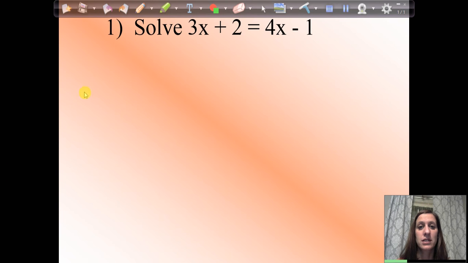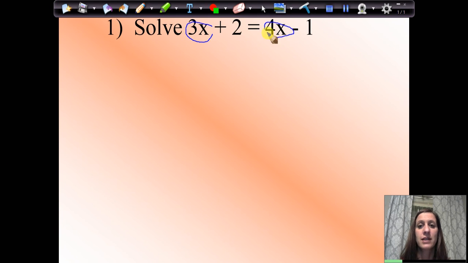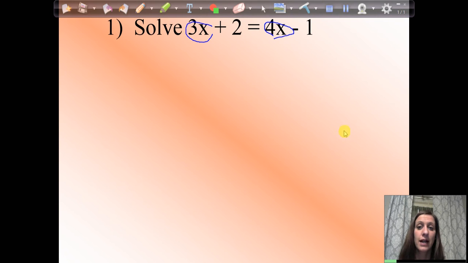So again, here's this same equation. So we have two variables. We have 3x and we have 4x. However, they're on different sides of the equal sign, so we can't combine them like we've been doing in class. The first thing you need to do is draw a line down your equal sign.